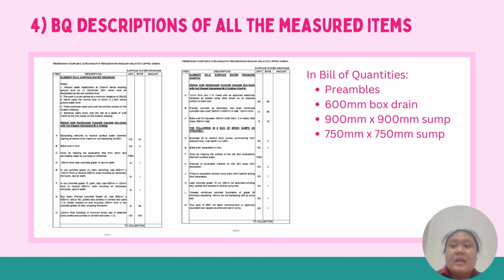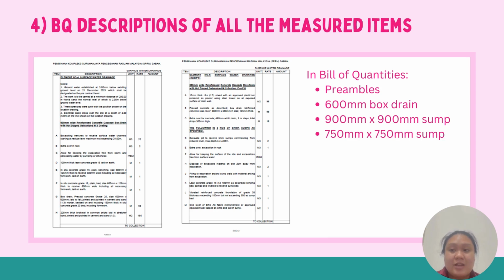Next we're going to 5 number of brick sumps in 900 mm by 900 mm in size. Excavate pit to receive brick sump commencing from reduced level, maximum depth not exceeding 4 meter. Extra over excavation in rock. Allowed for keeping the surface of the site excavation free from surface water. Disposal of excavated material on site 20 meter away from excavation. Filling to excavation around sump wall with material arising from excavation. Lean concrete grade 15 not exceeding 100 mm as described, blinding bed, spread and level to receive sump bed.